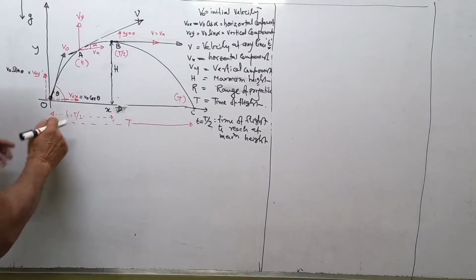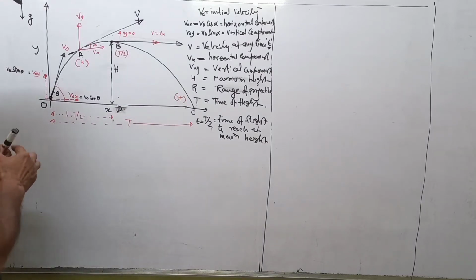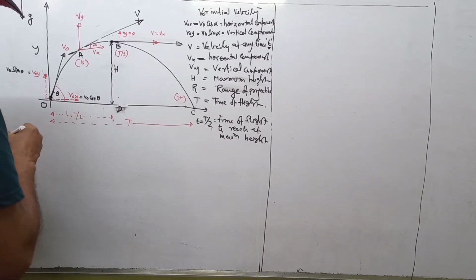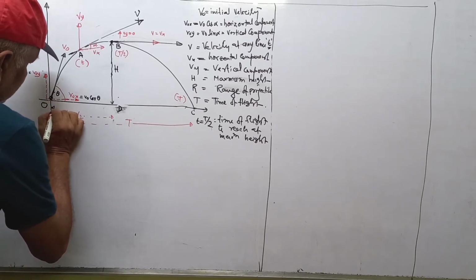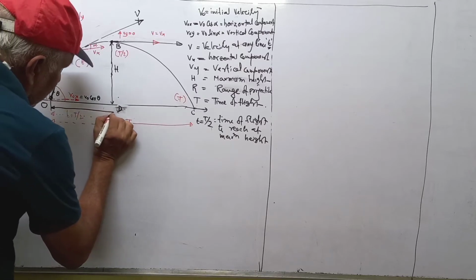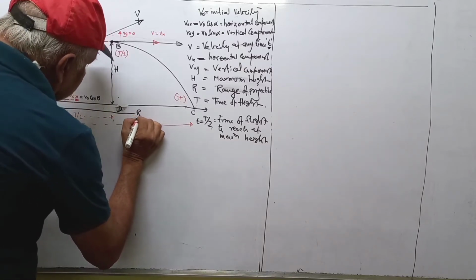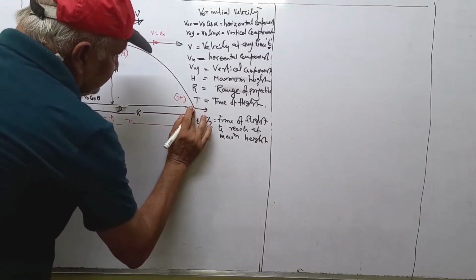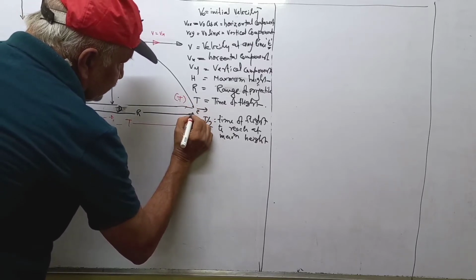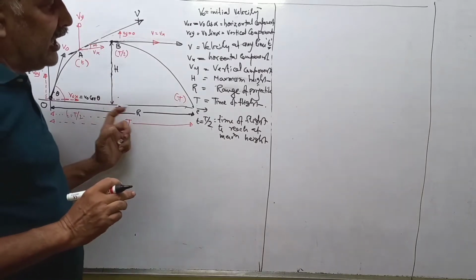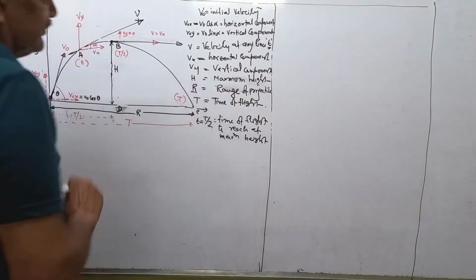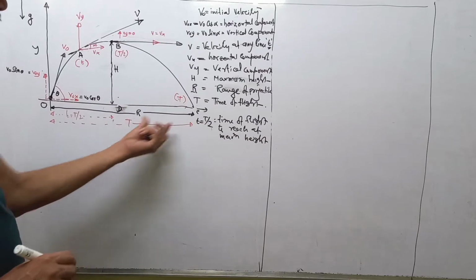That time we have considered R is the range, sorry, not maximum. R is the range, the length. T is the time of flight.